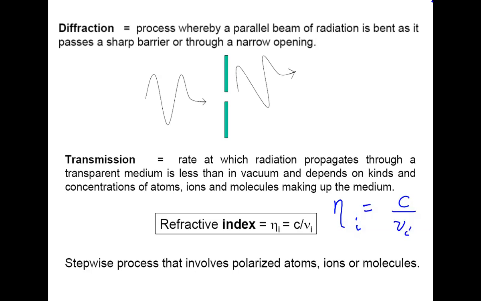And usually, transmission, you can go stepwise, the process of transmission involves polarized atoms, ions, or molecules. So this is the refractive index. If light is transmitted from one particular medium to another, then you need to know the refractive index of that particular barrier.